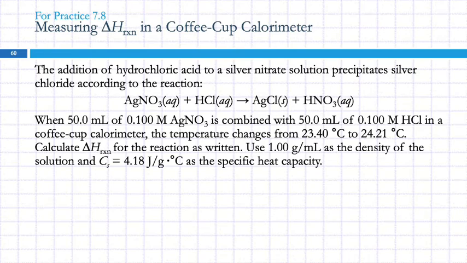The addition of hydrochloric acid to a silver nitrate solution precipitates silver chloride according to this reaction. When 50 milliliters of 0.1 molar silver nitrate is combined with 50 milliliters of 0.1 molar HCl in a coffee cup calorimeter, the temperature changes from 23.4 degrees Celsius to 24.21 degrees Celsius. Calculate the heat of reaction for the reaction as written. Use 1 gram per milliliter as the density of the solution and specific heat capacity of 4.18 joules per gram degree Celsius.